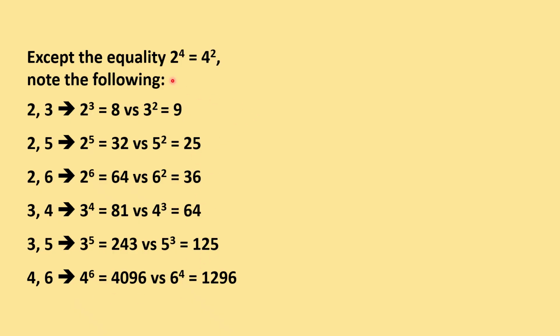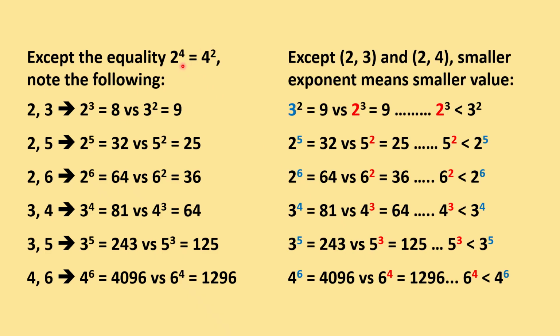Now except this one, 2 power 4 and 4 power 2, they are equal. 2 power 4 is 16, 4 power 2 is 16. This is a unique case because in the integer set, 2 and 4 are the only such numbers. Only one pair of integers, 2 and 4, are related in this way. 2 power 4 is 4 power 2. Except that, x power y and y power x will not be equal.